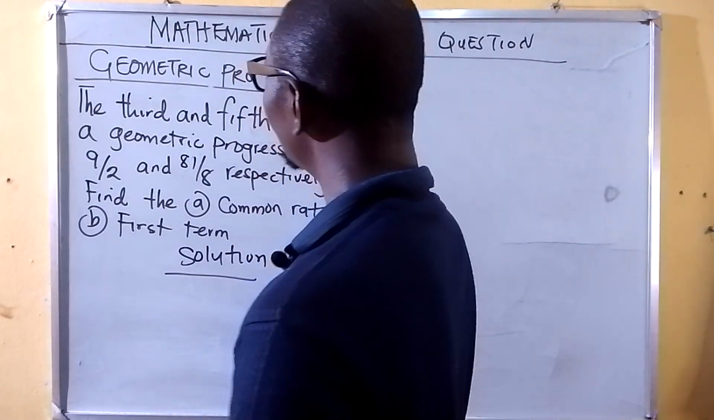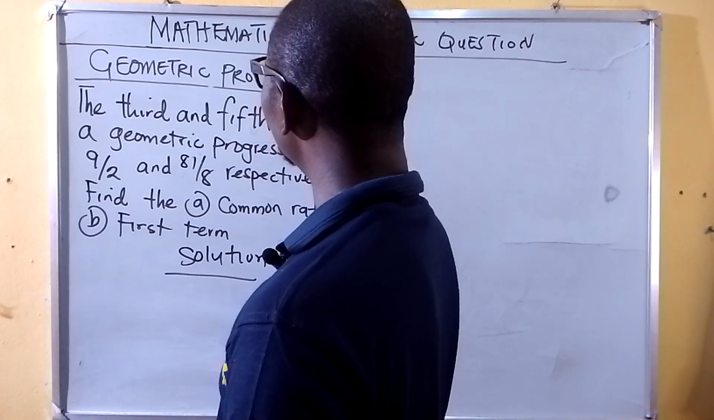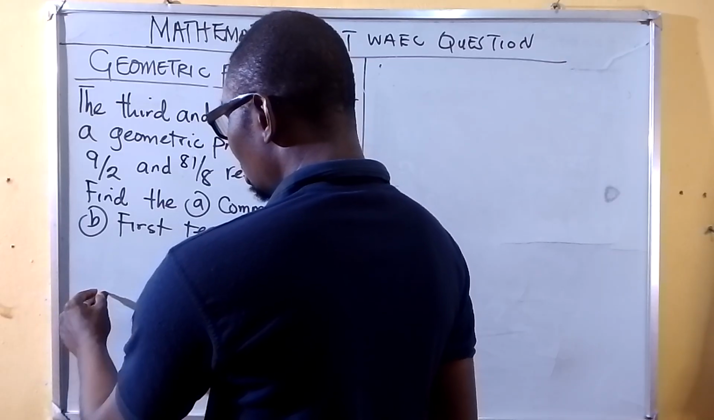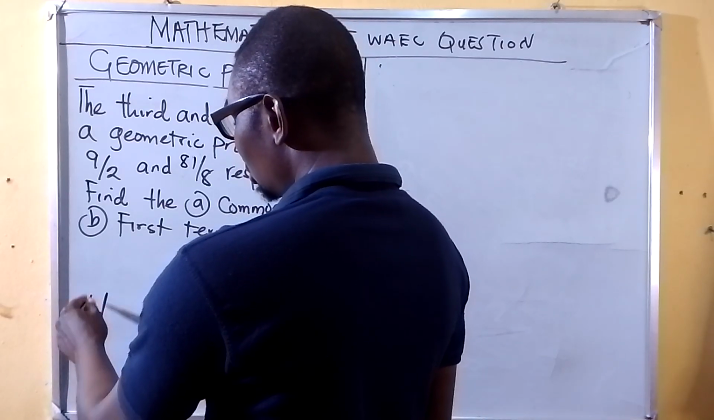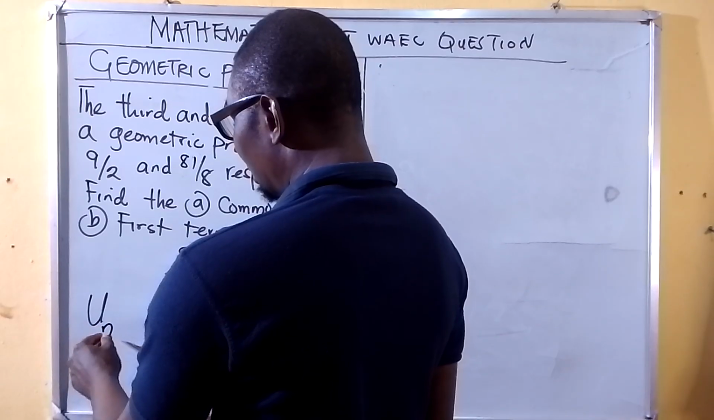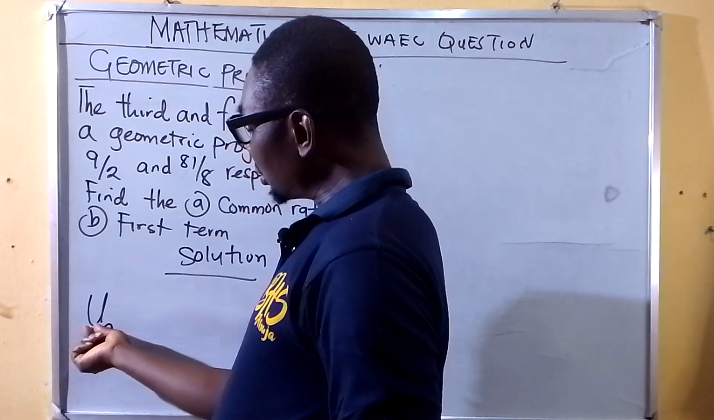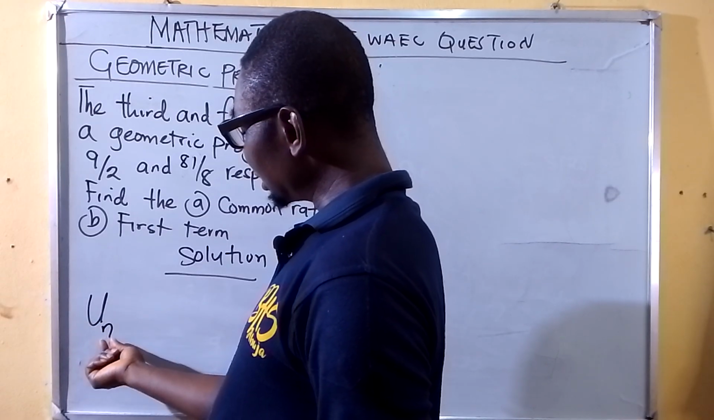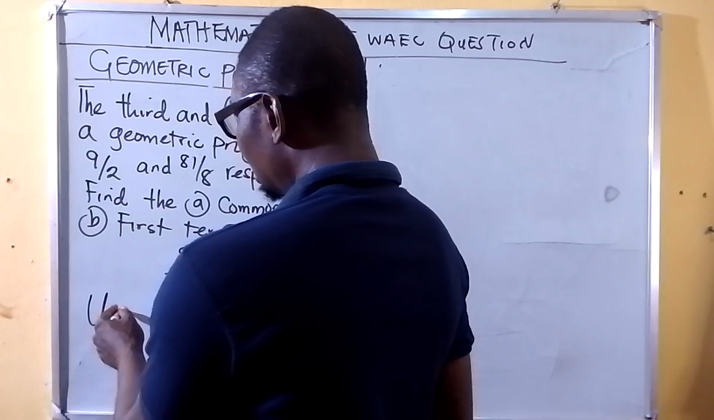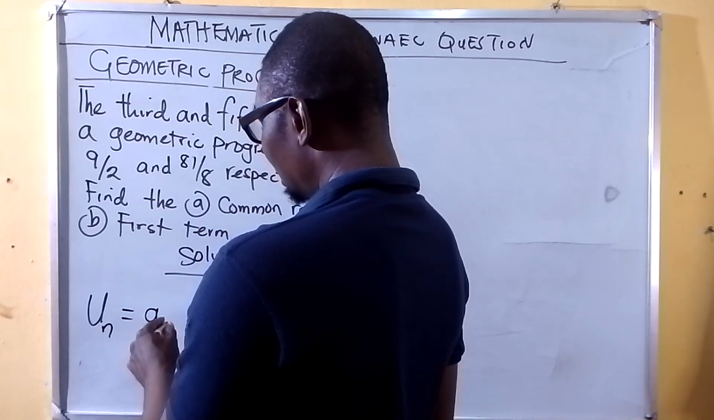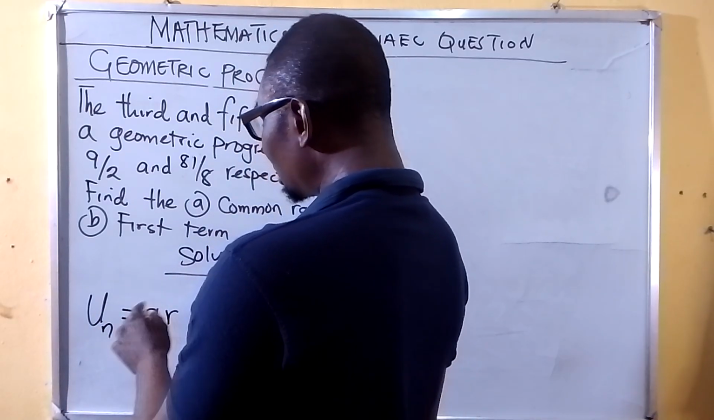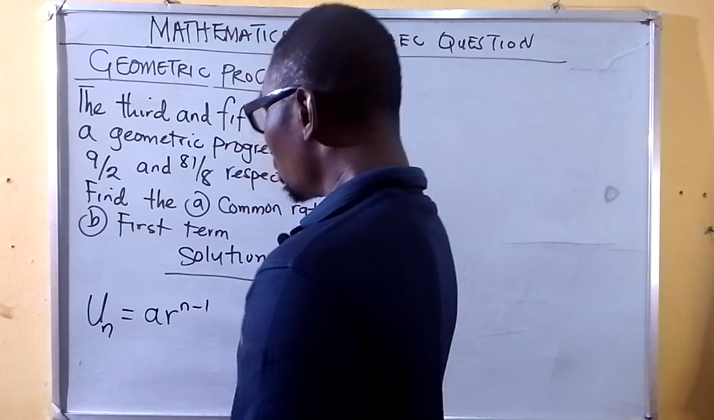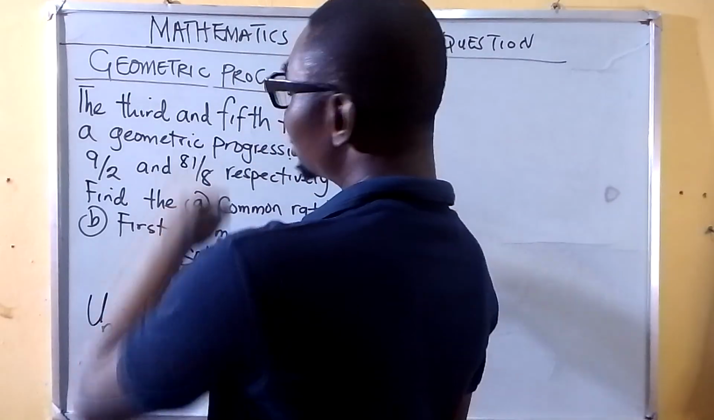So to solve this problem, we need to state the formula for calculating a geometric progression. It is denoted as U subscript n, where you can use any letter to represent the geometric progression, and the n here, the subscript, is the number of terms. It is equal to the first term times the ratio raised to the power of the number of terms minus 1. So we will apply this formula to solve this question.